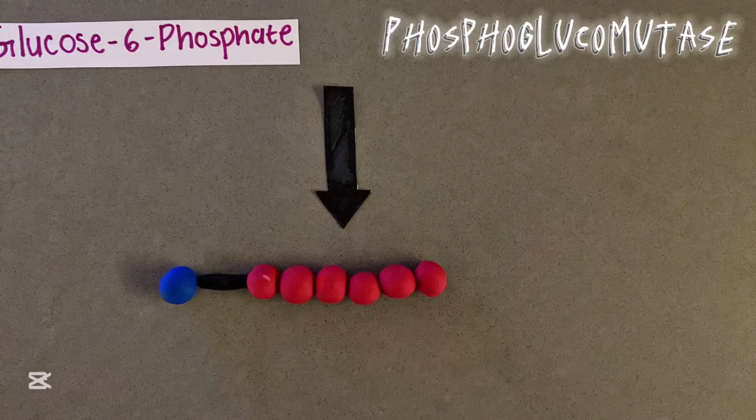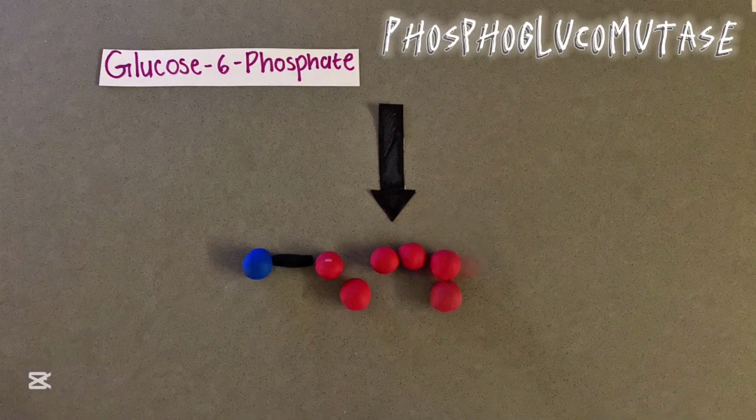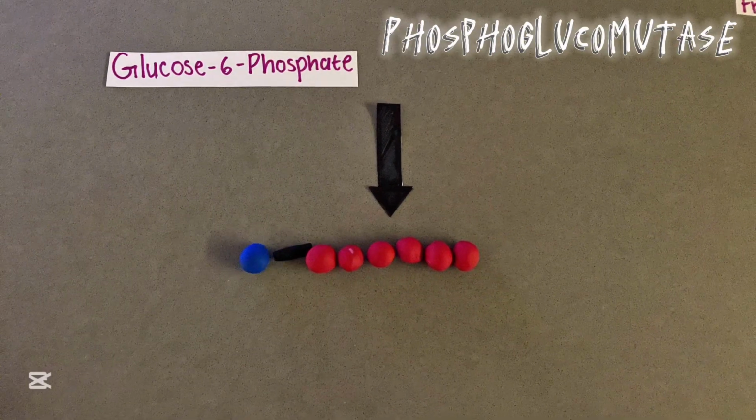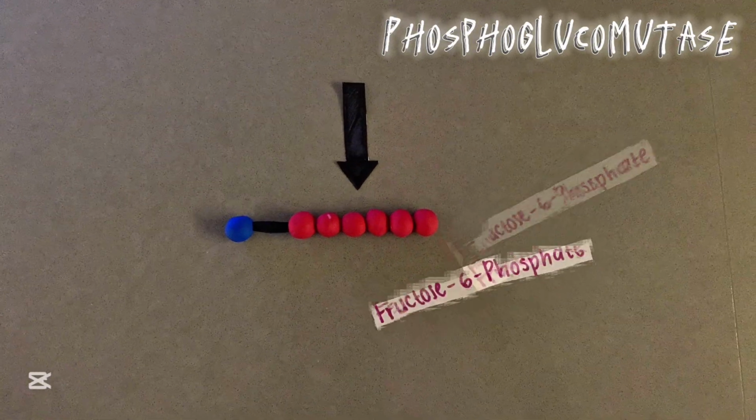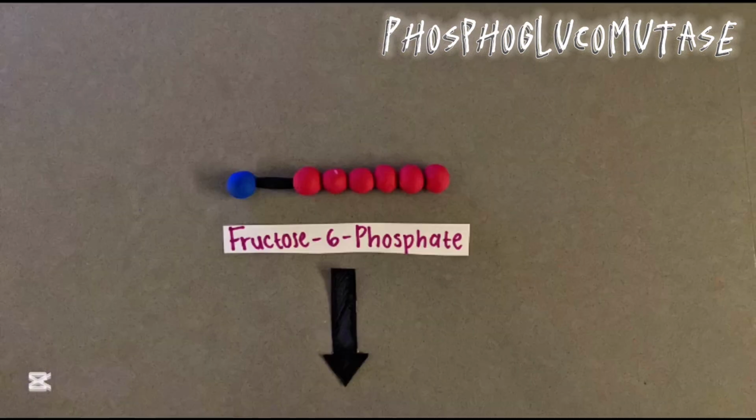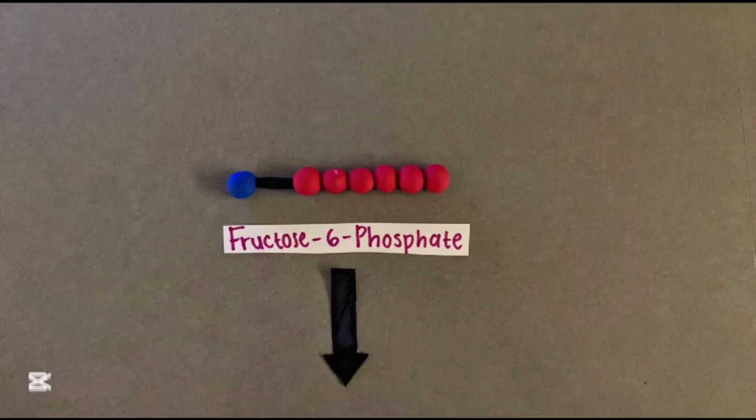From glucose 6-phosphate, the enzyme phosphoglucomutase catalyzes an isomerization reaction, rearranging glucose 6-phosphate into its isomer, fructose 6-phosphate. An isomer is a compound that has the same chemical formula but different arrangement of atoms. This rearrangement gives the atoms different physical and chemical properties.